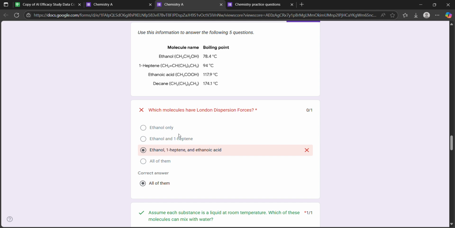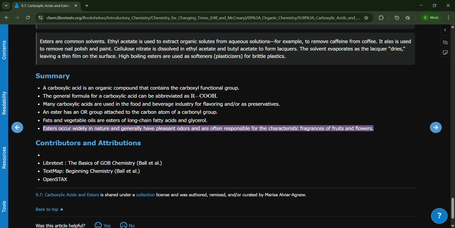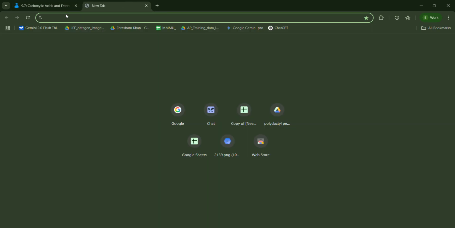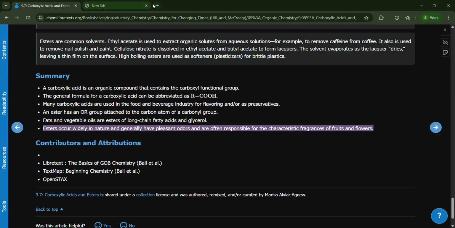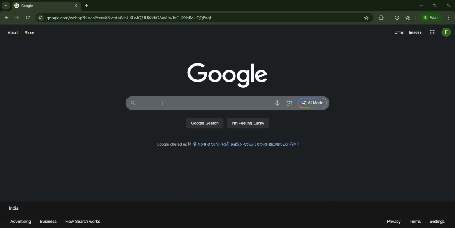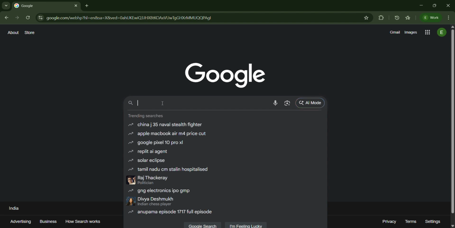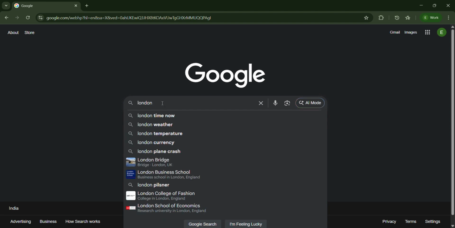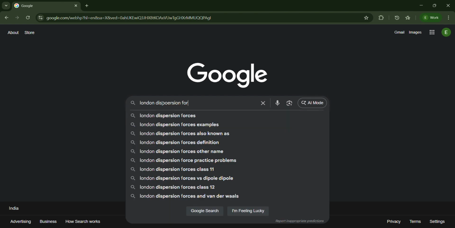Now, the next question that we did wrong was, which molecules have London dispersion forces? So first, let's look at what exactly this London dispersion force is. Let's search what London dispersion forces are.